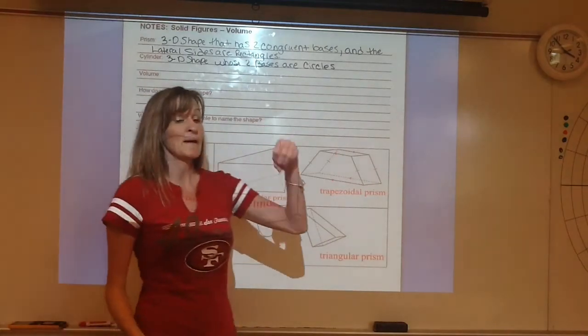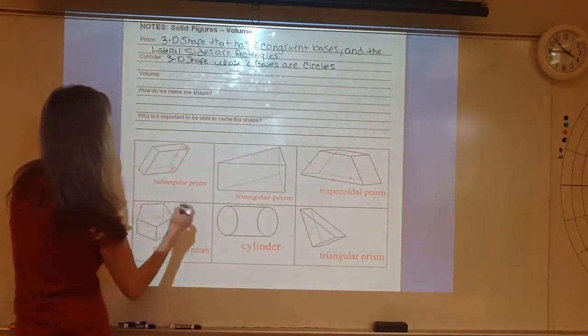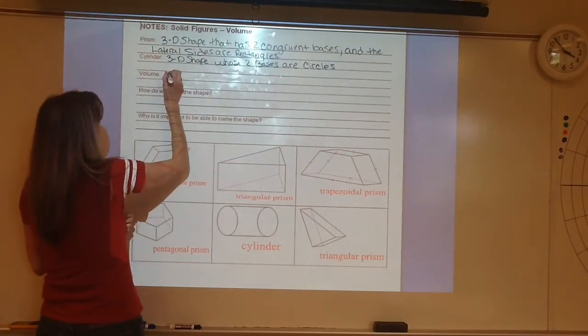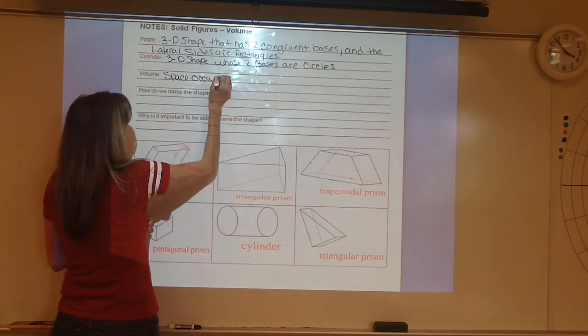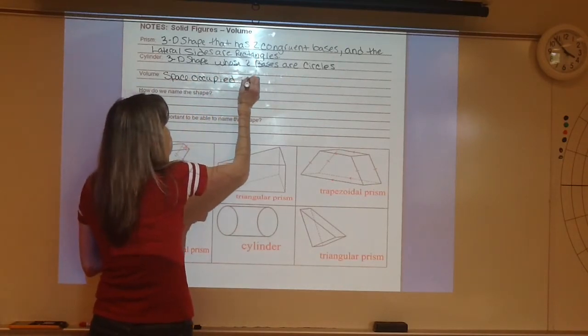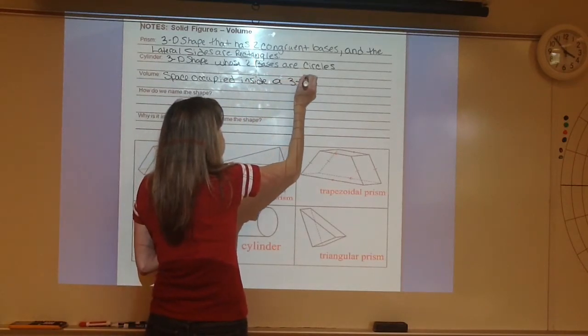Volume is all the space that's occupied inside of a three-dimensional shape. So volume is the space occupied inside a three-dimensional shape.